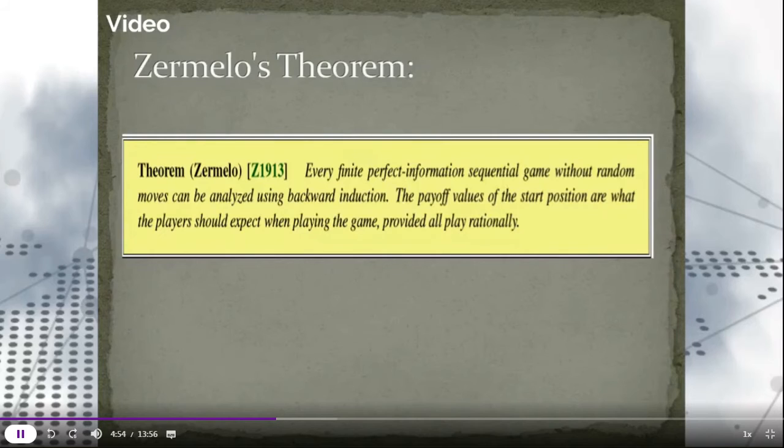The payoff values of the start position are what the players should expect when playing the game, provided, very important, all play rationally. If you relax this particular assumption of rationality and move into something like behavioral economics, then what you get is something where this particular theorem doesn't hold good.